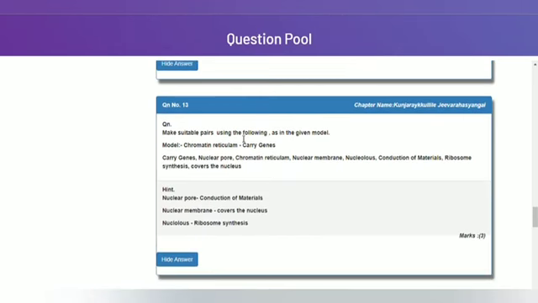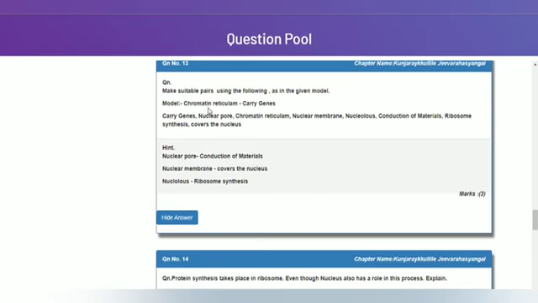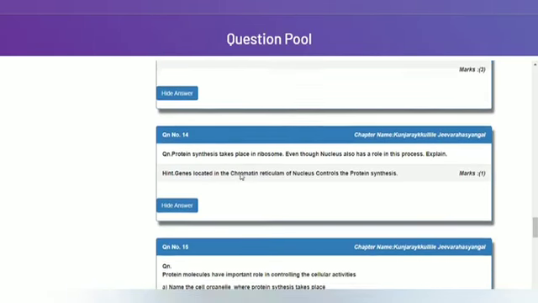13th question: make suitable pairs using the following as in the given model. Model: chromatin reticulum, carry genes. Nuclear pore, chromatin reticulum, nuclear membrane, nucleolus; conduction of materials, ribosome synthesis, covers the nucleus. Nuclear pore, conduction of materials. Nuclear membrane covers the nucleus. Nucleolus, ribosome synthesis.